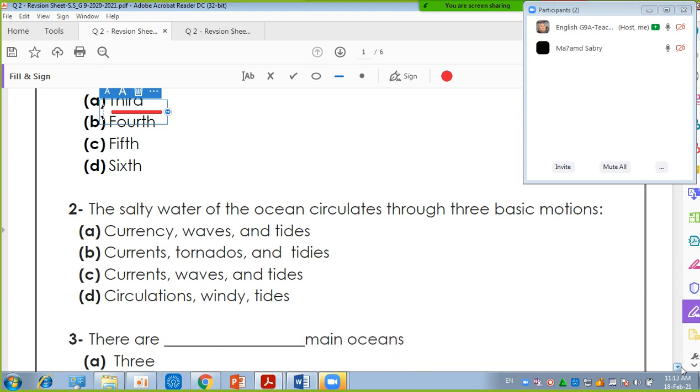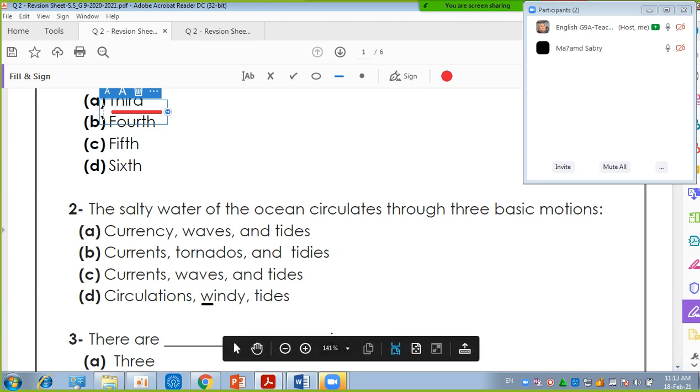So C. Your final answer? C. The final answer is C. Yes, correct. Currents, waves, and tides.